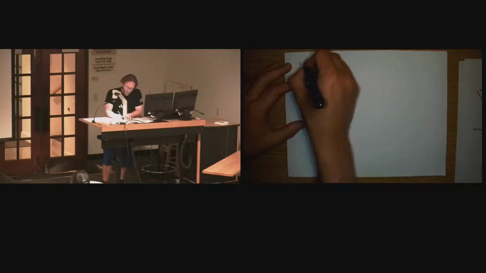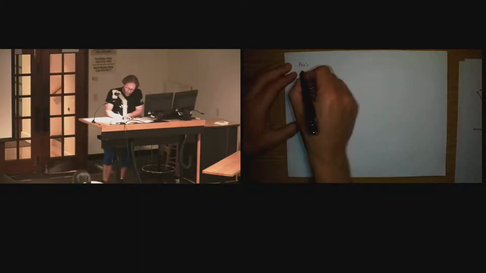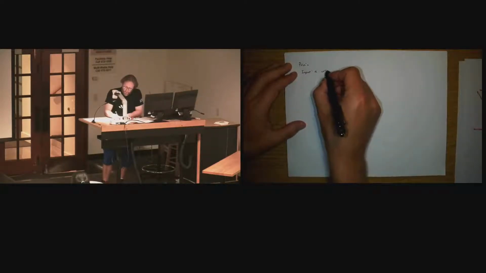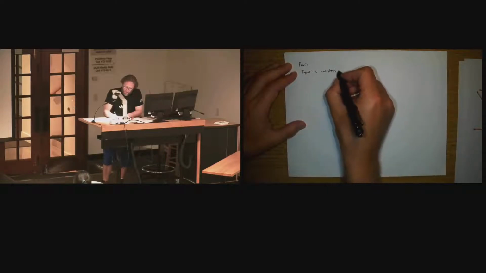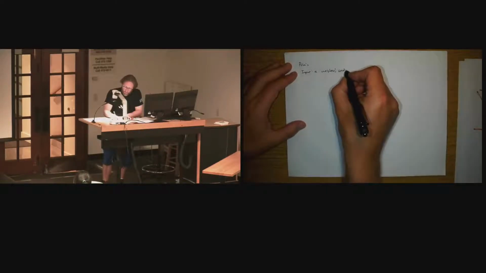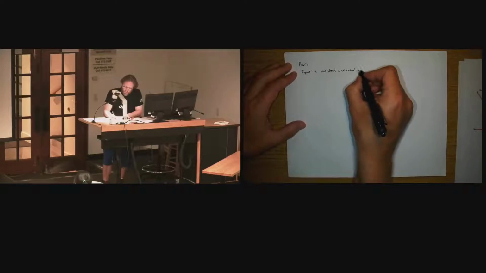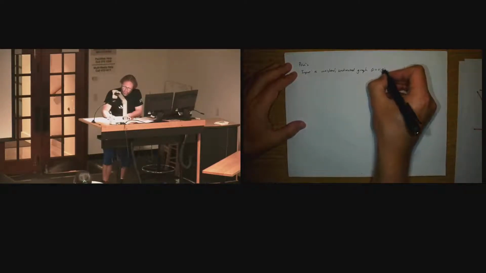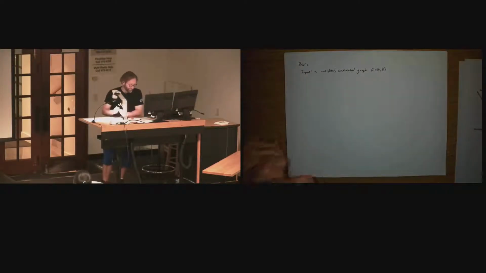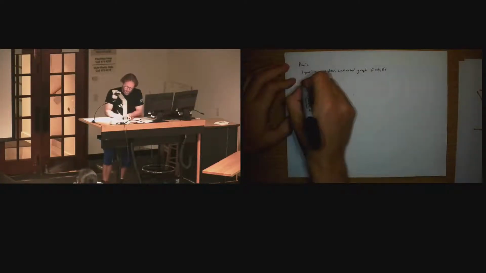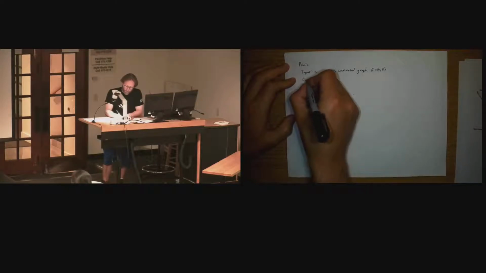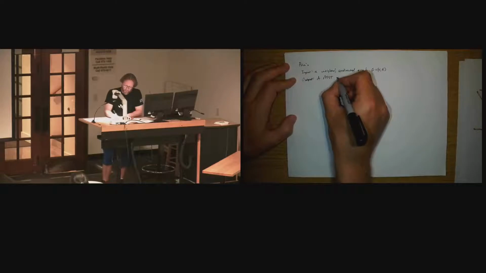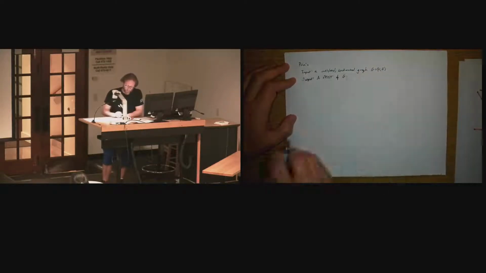So here's Prim's. Our input is a weighted, undirected graph G. Okay. And our output will be a minimum spanning tree of G. Okay.